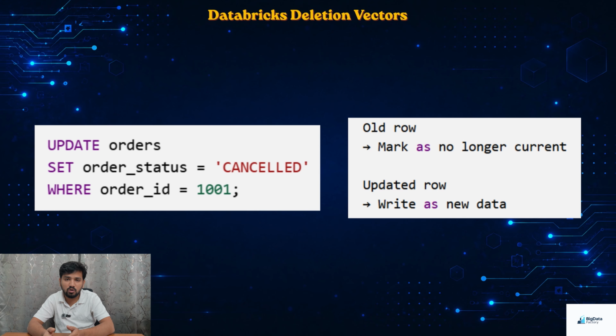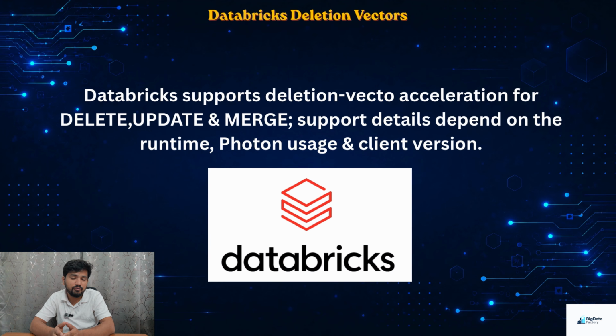Now consider merge. A merge can contain several types of changes: update, delete, or insert. Deletion vectors can help Databricks avoid immediately rewriting complete target files for matched rows that are updated or deleted. New or updated row data is written separately while the old matching rows are logically removed. Databricks supports deletion vector acceleration for delete, update, and merge. Support details depend on the runtime, Photon usage, and client version.